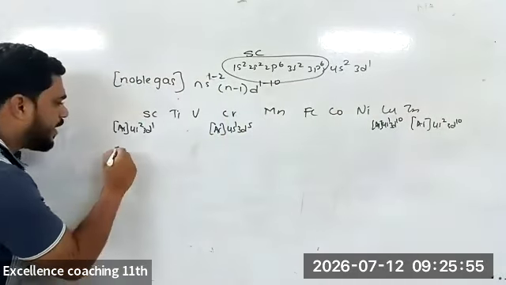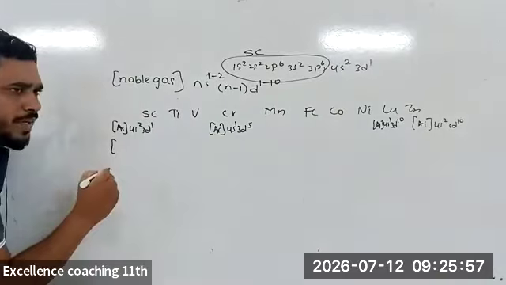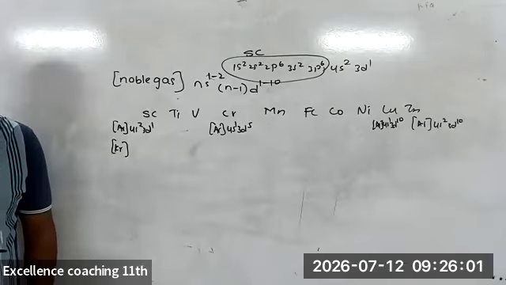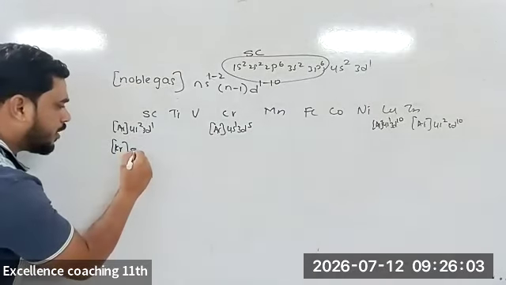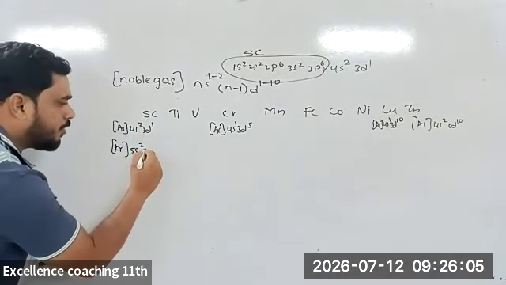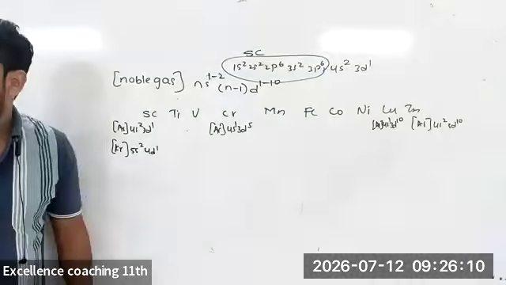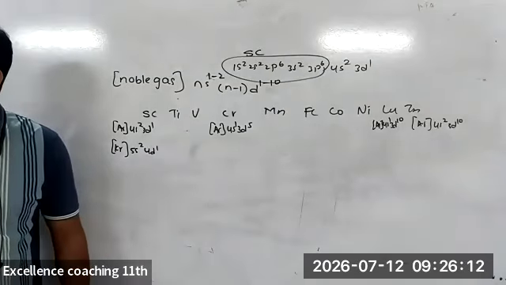Okay. So for this element, which noble gas comes? Krypton. Argon will become krypton. 4s2 will become what? 5s2. 3d1 will become what? 4d1. You have the periodic table with you.